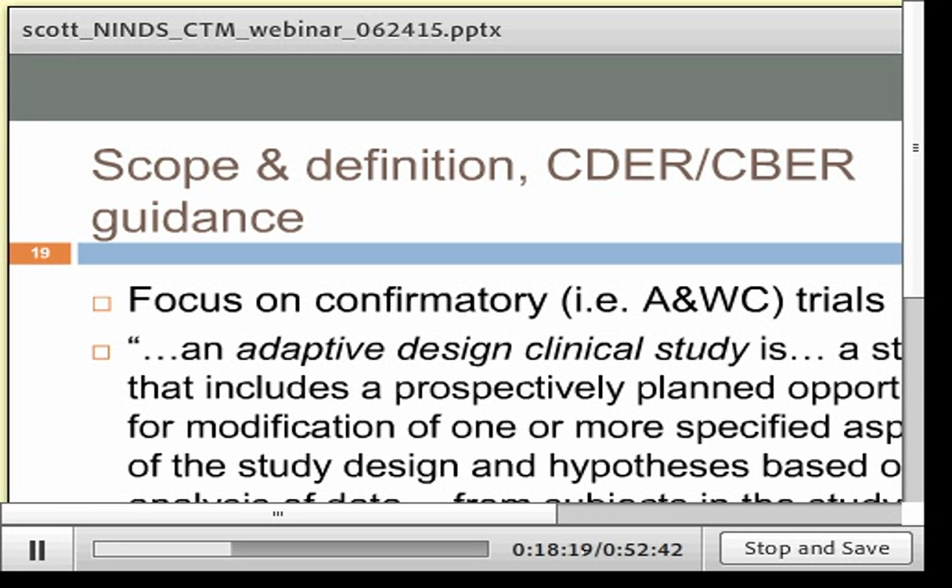So starting with the drugs and biologics adaptive design guidance, it focuses on confirmatory trials, almost exclusively on confirmatory trials, or adequate and well-controlled trials in the language of the regulations. And it defines adaptive design clinical studies as a study that includes a prospectively planned opportunity for modification of one or more specified aspects of the study design and hypotheses based on analysis of data from subjects in the study. And the thing I would stress in that sentence is prospectively planned. An adaptive design is something that involves planned modifications.